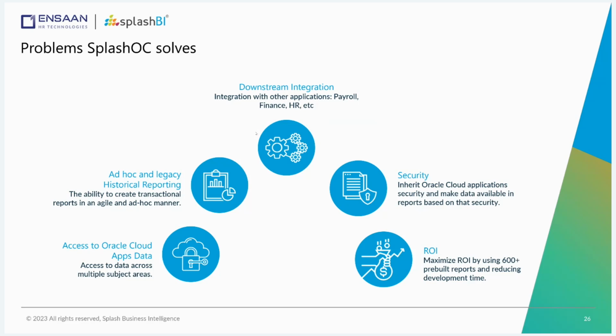What is important, keeping in mind the nature of the data, is security. You want to ensure that as and when you are logging in or accessing your data, Splash OC will ensure that the security is adhered to and make the data available in the reports based upon the security that you have. And what this results in is ROI. ROI in terms of accessing your data, ROI in terms of the pre-built reports that come out of the box, which saves massive development time for the business users. And how do we achieve it?